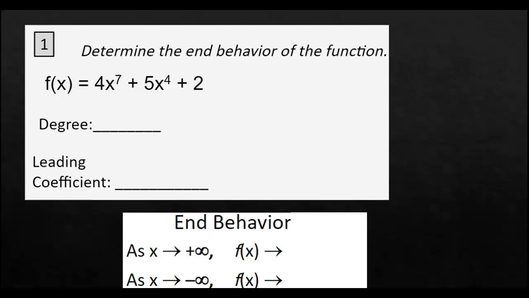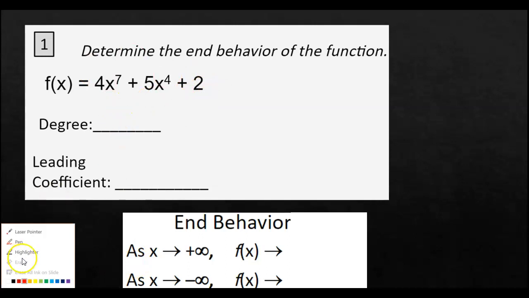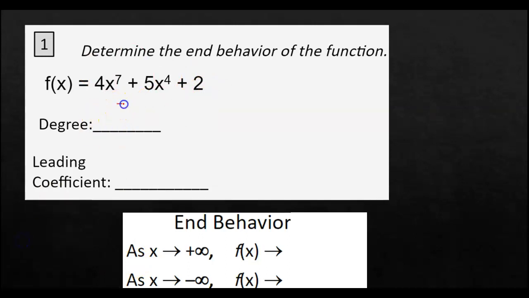All right. So determine the end behavior for the following function. So what you would do is look at this function. What is the highest powered degree? 7. So then this is a degree 7. Is 7 even or odd? Odd. I'm not sure I can do this. I might have to go right on the board.